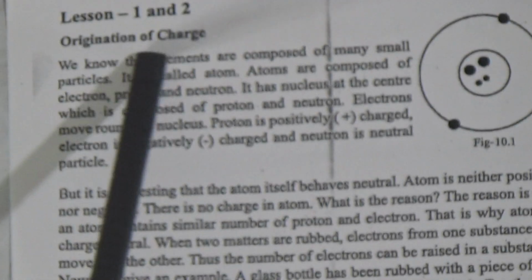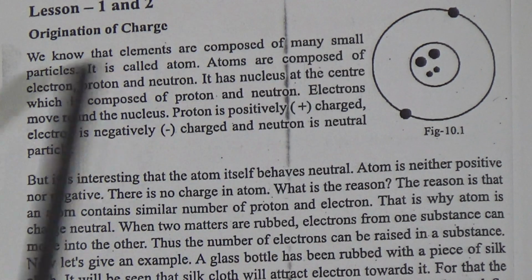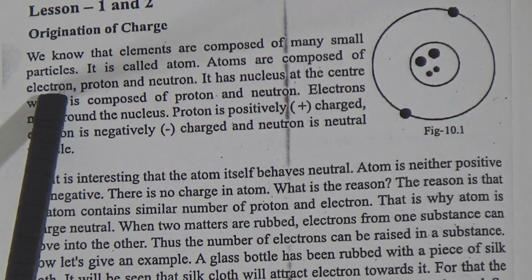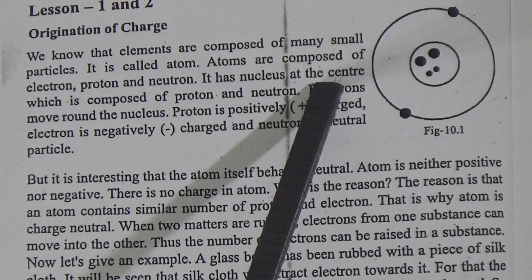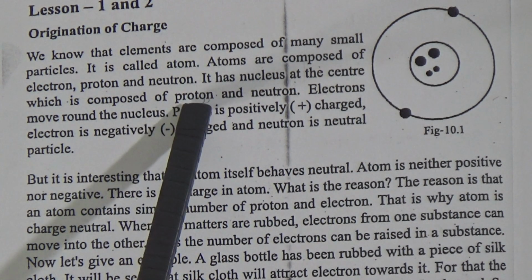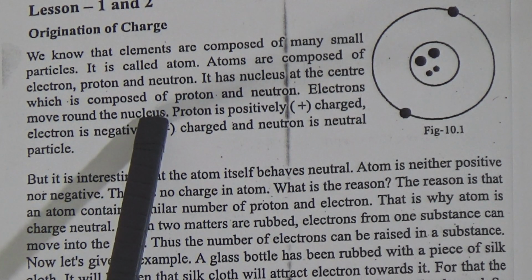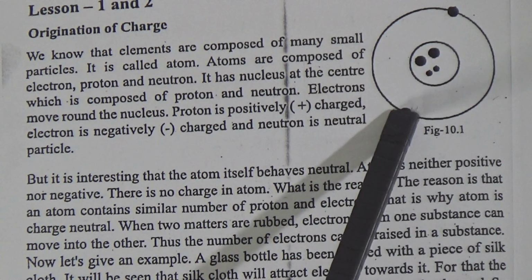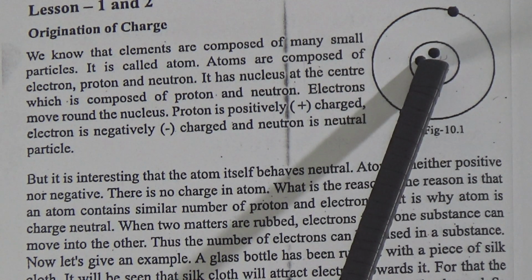This is lesson 1 and 2, origination of charge. We know that elements are composed of many small particles. It is called atom. Atoms are composed of electron, proton and neutron. It has a nucleus at the center which is composed of proton and neutron. Electrons move round the nucleus. You can see this picture. This is atom and this is electron, and the center of this atom here is proton and neutron.